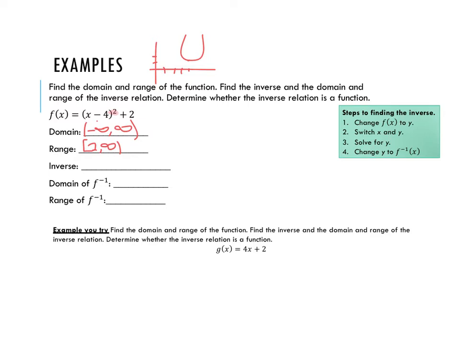And then notice the next question is to find the inverse. And notice the steps to finding an inverse are written off to the right. So the first thing you're going to do is change that f of x to y. And then you're going to switch the position of x and y. And now you're going to solve for y. So we're going to subtract 2.